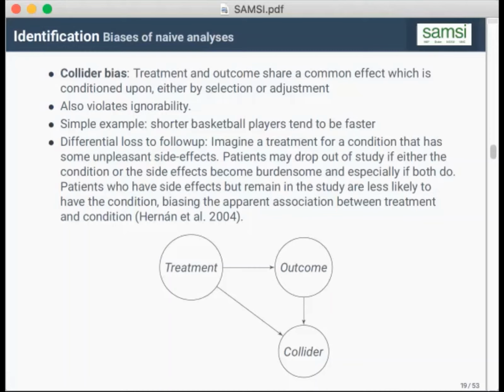Another example is differential loss to follow-up. So suppose a treatment for a condition has some unpleasant side effects, and patients tend to drop out of a study if either the condition or the side effects become burdensome, and especially if both become burdensome. So patients who have the side effects but remained in the study through the end of follow-up are less likely to also have the condition. And this can bias the apparent association between the treatment and condition if your study sample is comprised only of those subjects who never drop out, who make it through the end of follow-up.